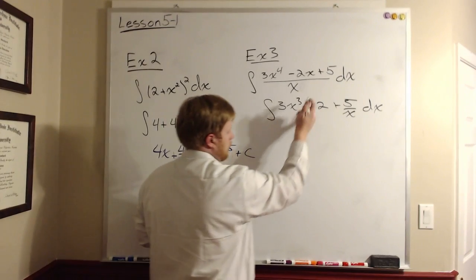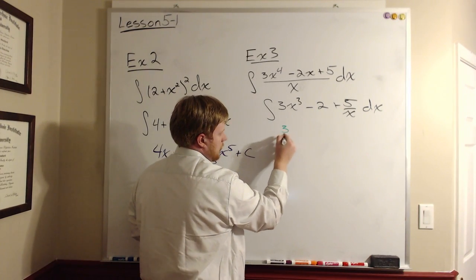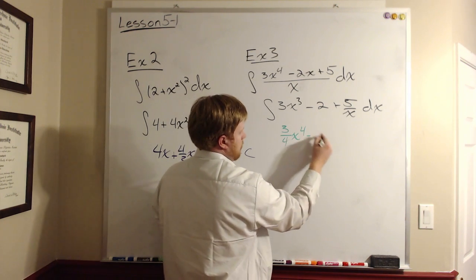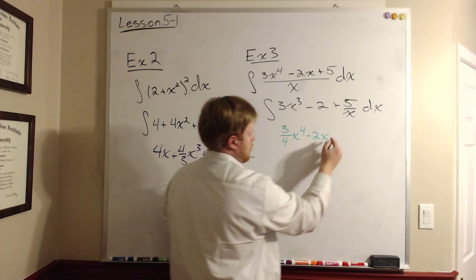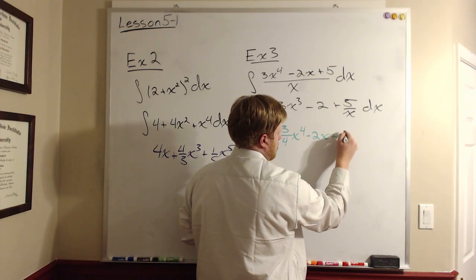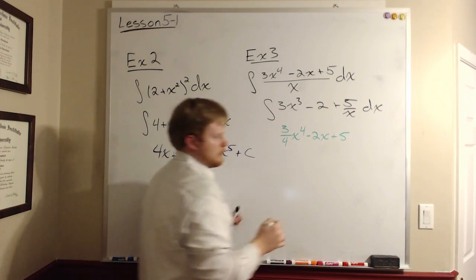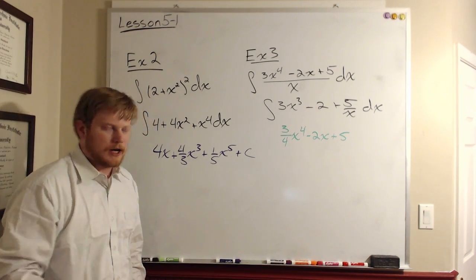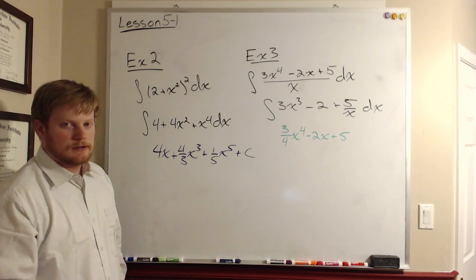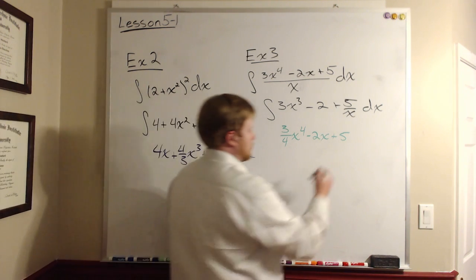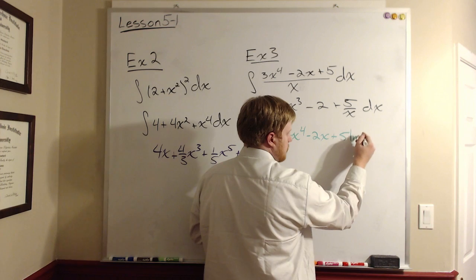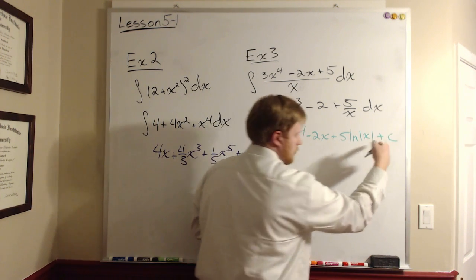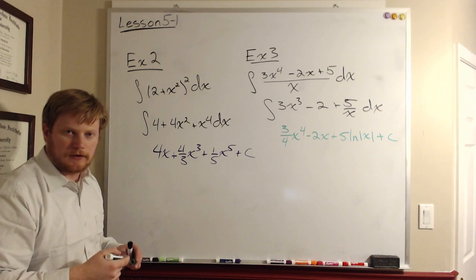Okay, so we get 3/4 x to the 4 minus 2x plus, the derivative of what gives me 1 over x? Natural log of x. So we get 5 times the natural log of x. Don't forget the constant of integration.